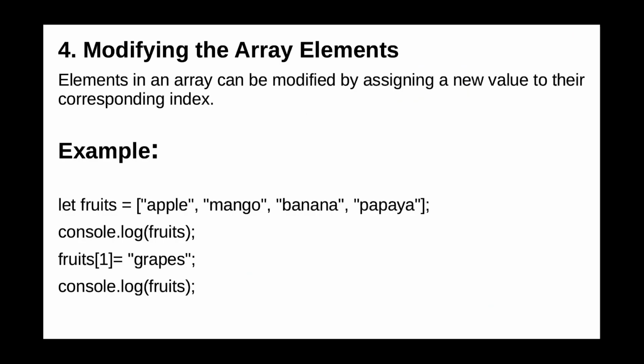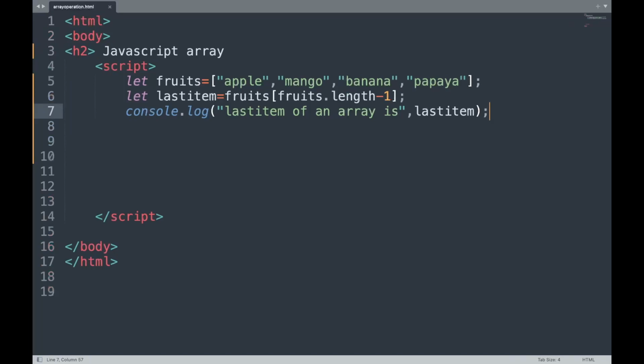So the next is modifying the array. An element in an array can be modified by assigning a new value to its corresponding index. So this is an example of how to modify an array element. We take one example of this. Open the Sublime text editor and here we change the code.